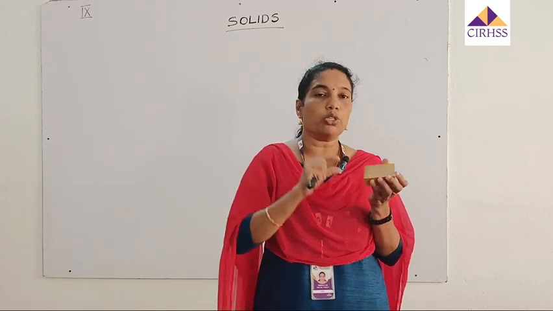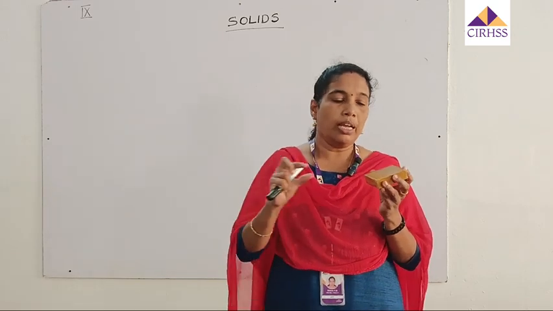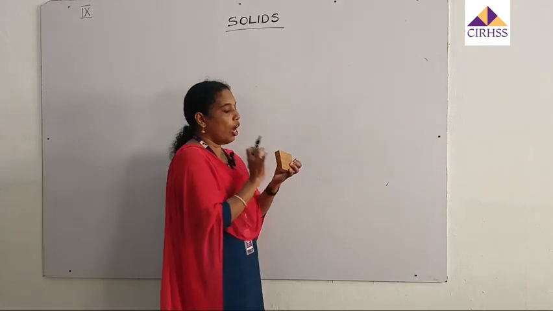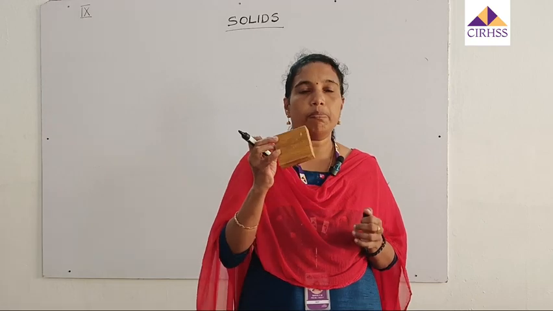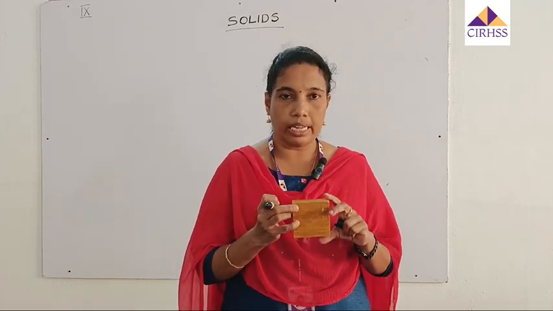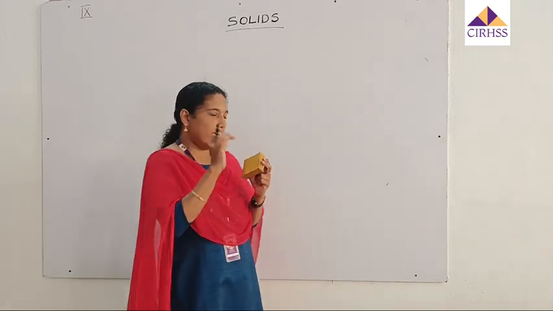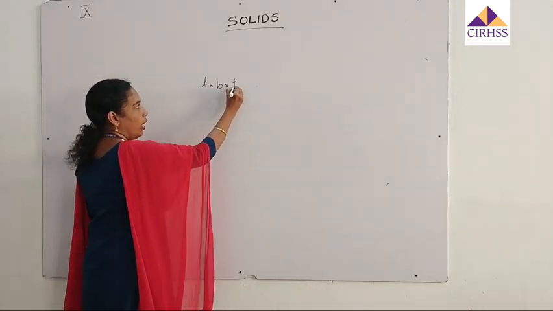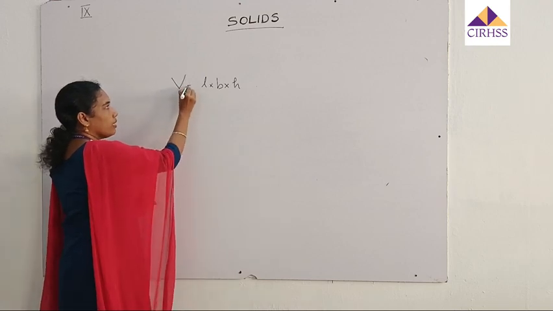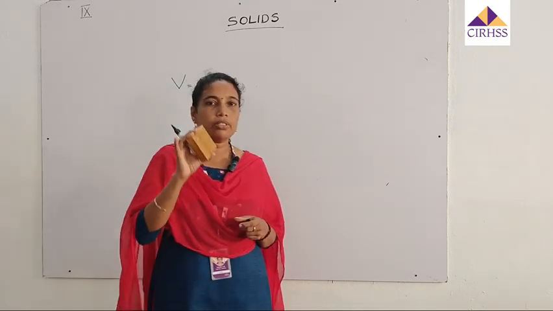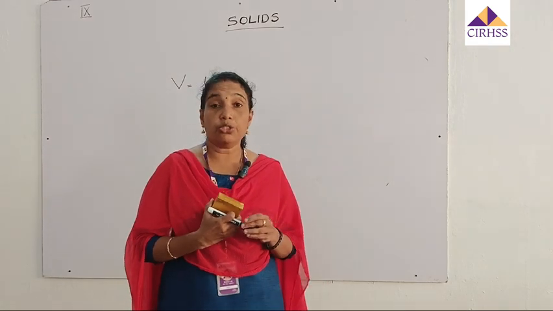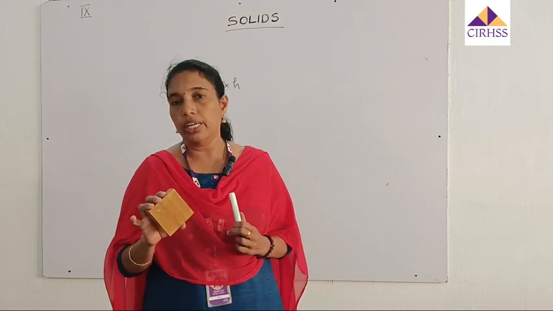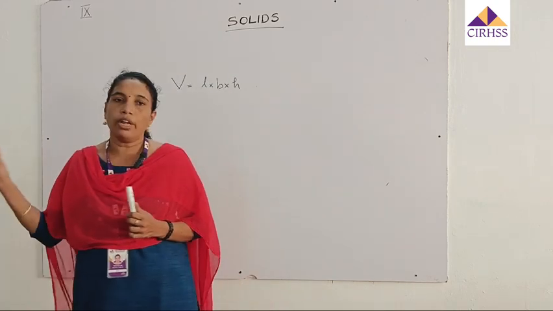Yes, we split it into small cubes, unit cubes, that is cubes with side 1 centimeter. Then we count how many small cubes there are, and that represents its volume. Do you remember it? Yes. That is the same as length into breadth into height. So the volume of a rectangular block or rectangular prism is the product of length, breadth and height.